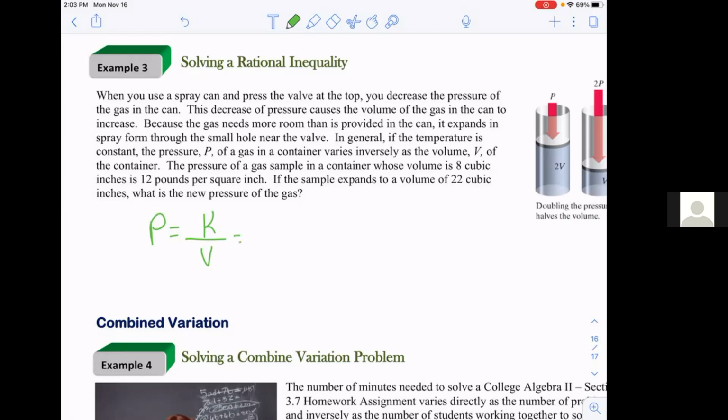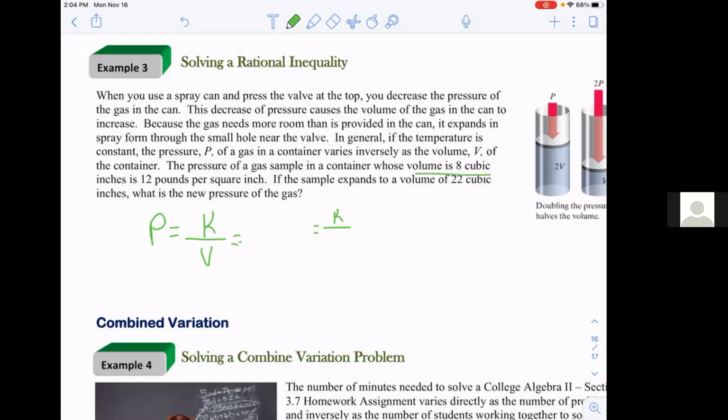Okay. So it says the pressure of a container whose volume is 8 cubic inches is 12 pounds per square inch. So what we have to do is figure out this constant. I did something wrong with the constant because I have 12 twice. Whose volume is 8. So I messed that up again. So we have to get those variables in the right spot, because that's what I evidently can't do right now.